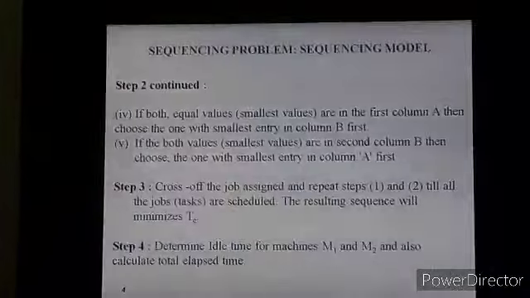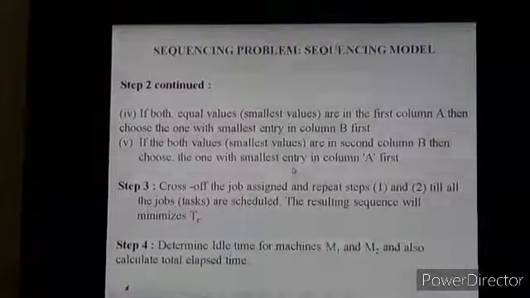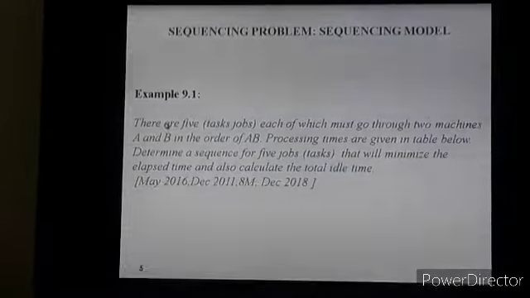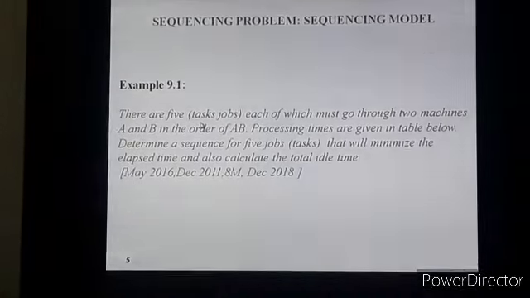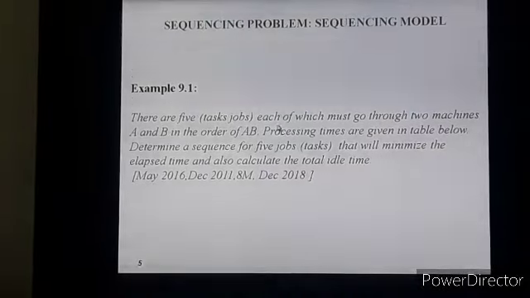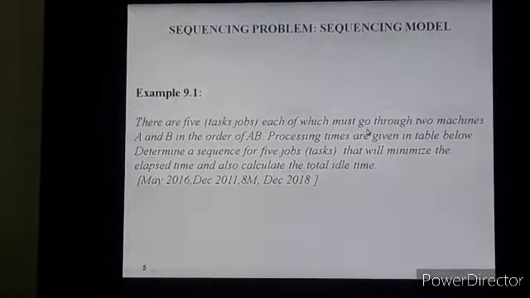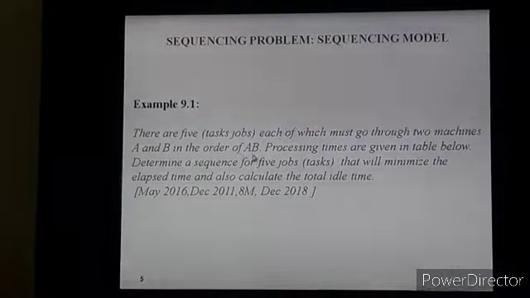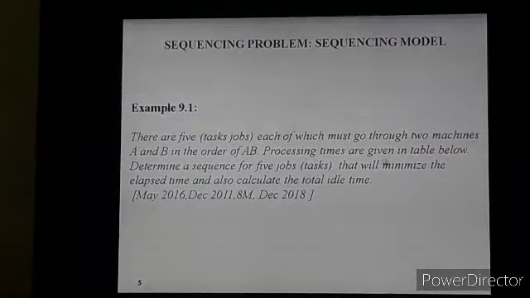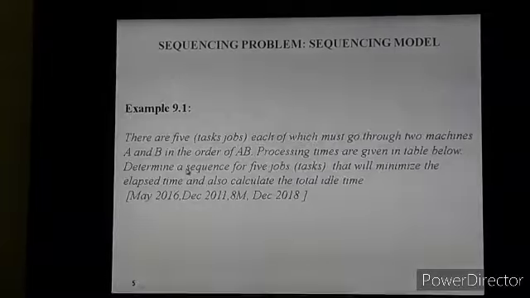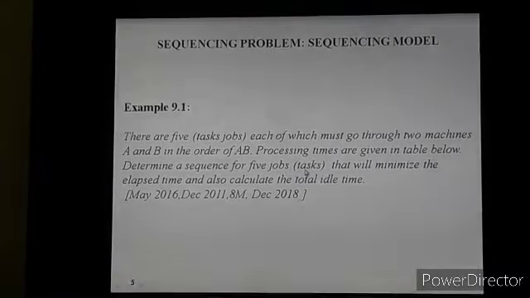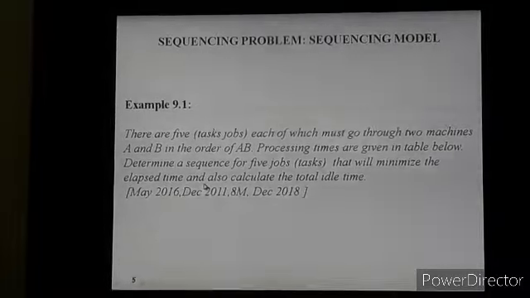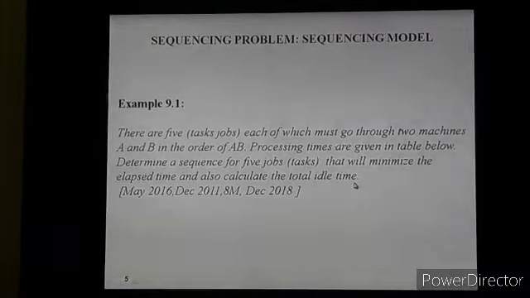Now in order to understand all these steps, let us consider one numerical. So this is the statement of the numerical. There are 5 jobs or 5 tasks, each of which must go through 2 machines A and B in the order AB. Processing times are given in the table below. Determine a sequence for jobs or tasks that will minimize the elapsed time and also calculate the total idle time.